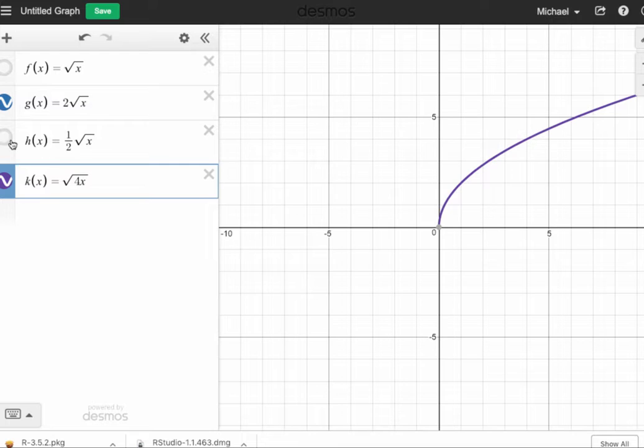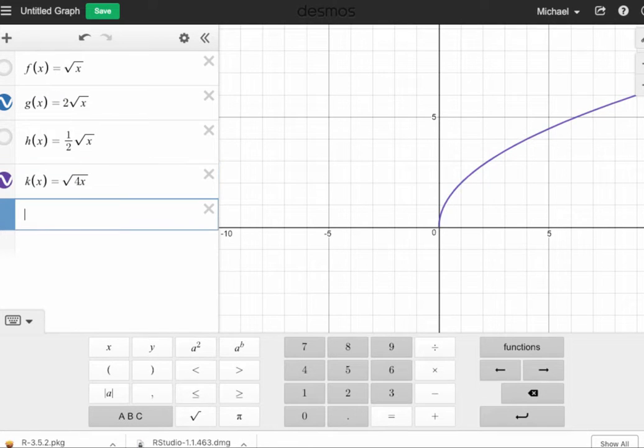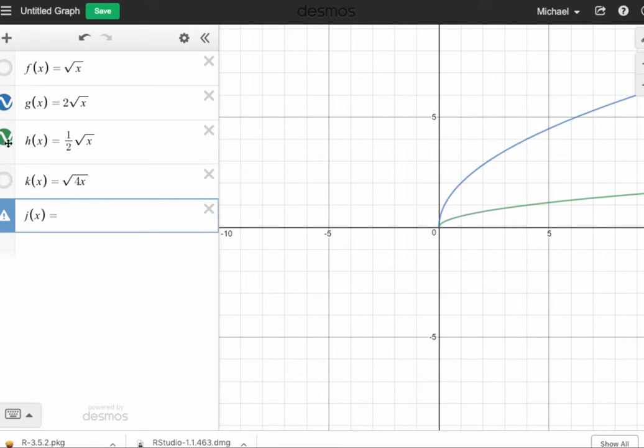And similarly, I can do the same thing with h of x. So I can say, well, you know what? J of x is equal to, let's turn this one on and shut these back off.